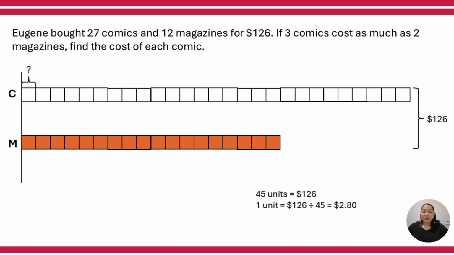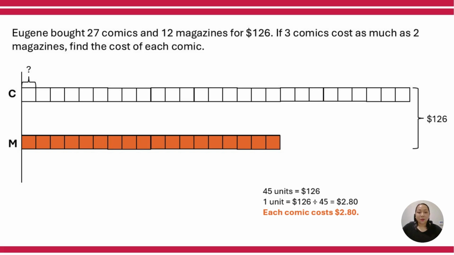Now that we have equal units, we can now say that 45 units are equal to $126. That means for us to be able to get what 1 unit is equal to, all we have to do is to divide $126 by 45. And the answer is $2.80. Each comic costs $2.80.